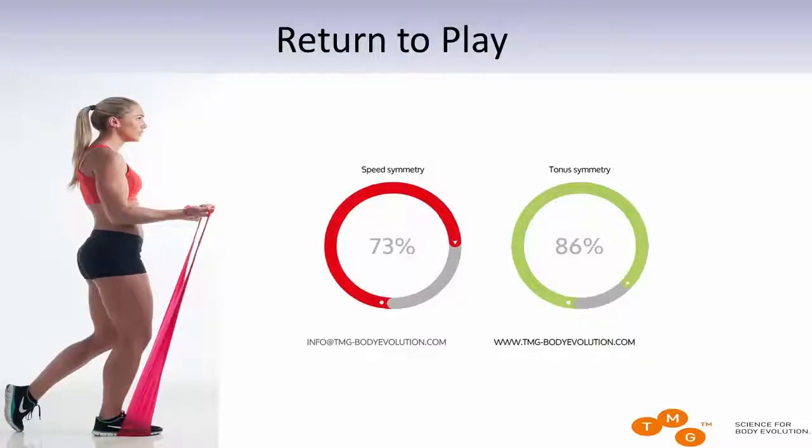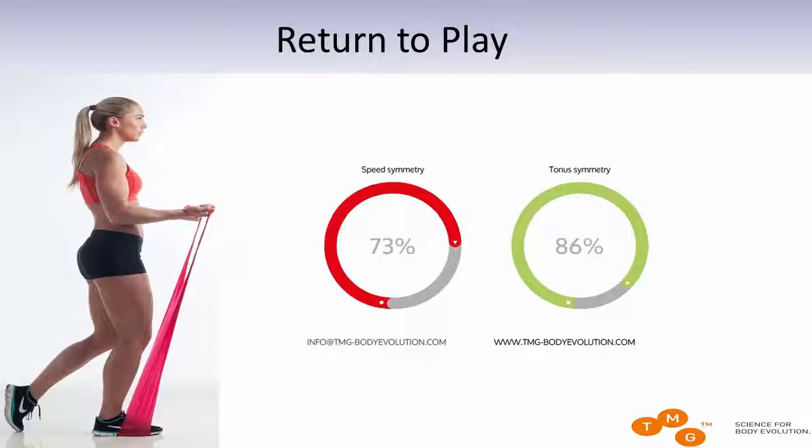This is an example of a return to play decision, and we call it the single muscle report. So it's not the whole report, this is just the summary. Again, you have the speed symmetry, so the contraction time symmetry between injured and healthy, and you have the tonus symmetry between injured and healthy. And what you're looking for, again, is high numbers, and you're looking for a green color.